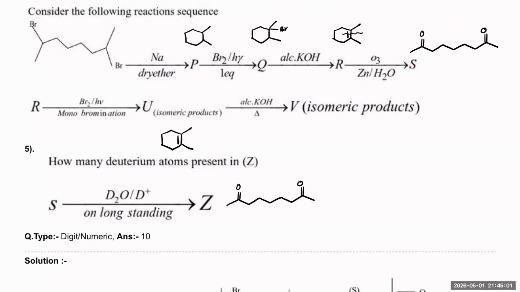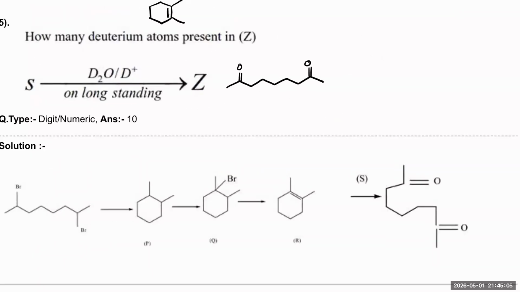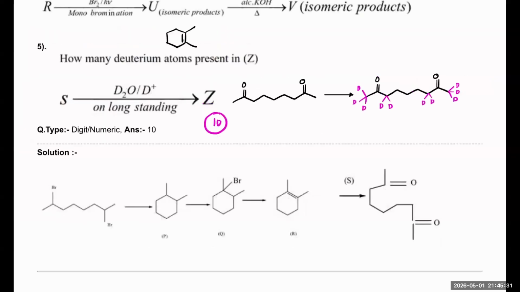Okay. If you take this S and follow that with a long-standing deuterium exchange. If you recall, for deuterium exchange, all the alpha positions will get exchanged by this deuterium here. So D and D, D, D and D here. Okay. So how many are we getting? Total 10. So a total of 10 deuterium exchanges will happen. Next one.